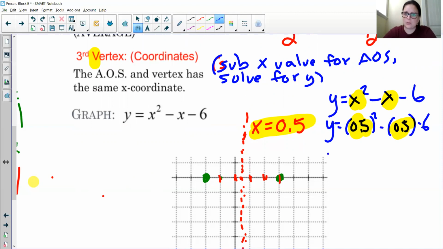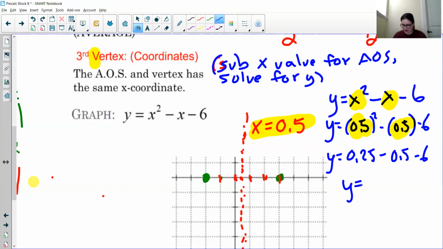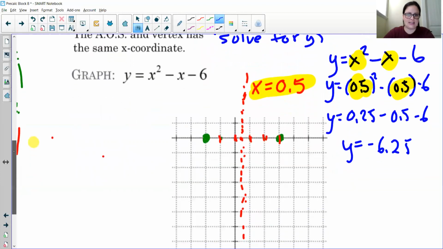All right. So y equals 0.25 minus 0.5 minus 6. Right. And then you're going to add 0.25. You're going to subtract 0.5. You're going to subtract 6. And you should get negative 6.25. So that is the vertex.